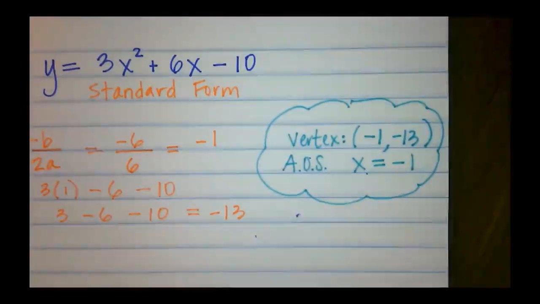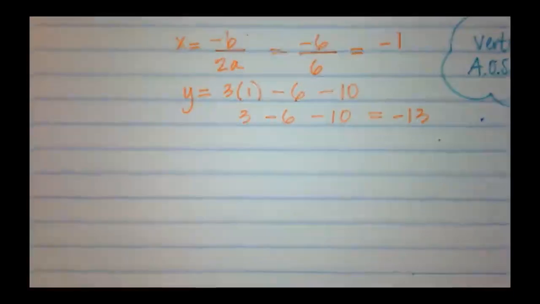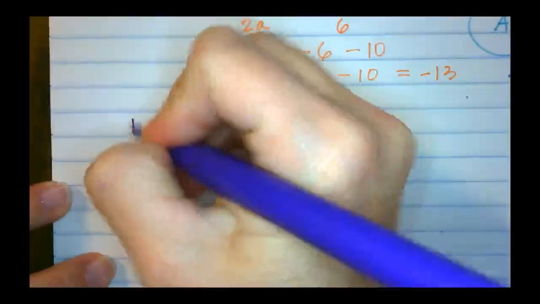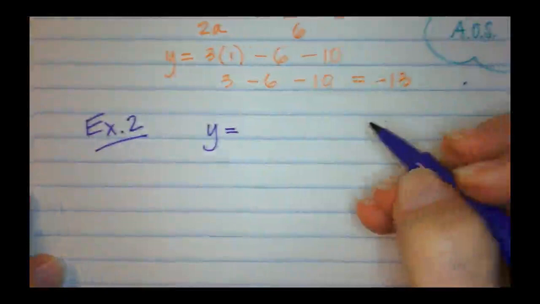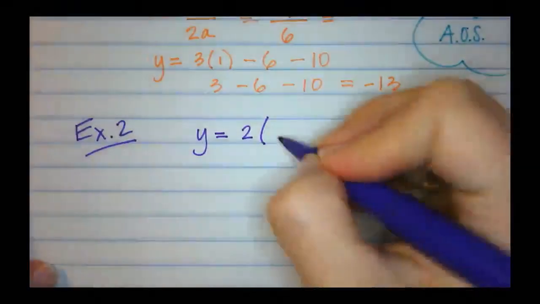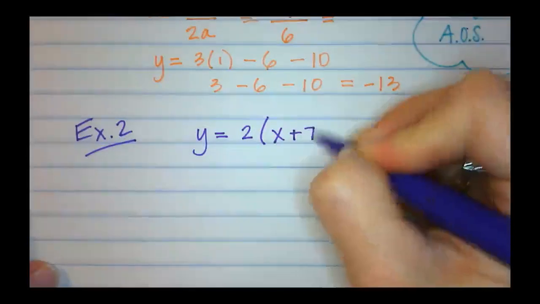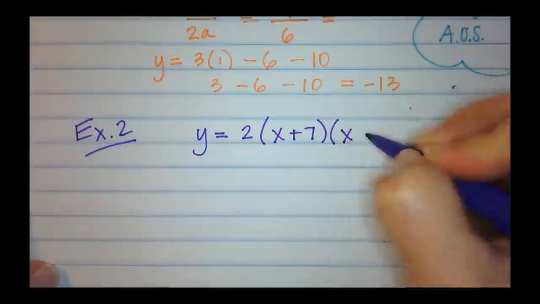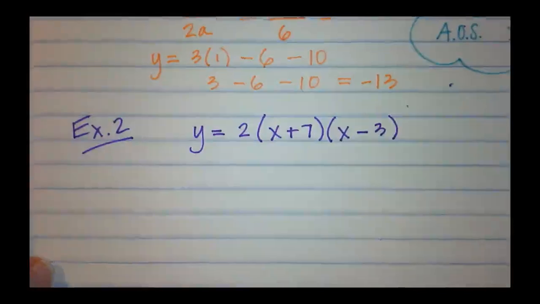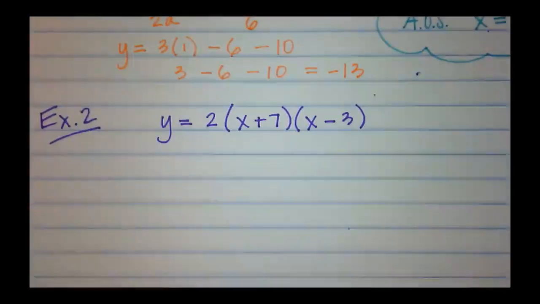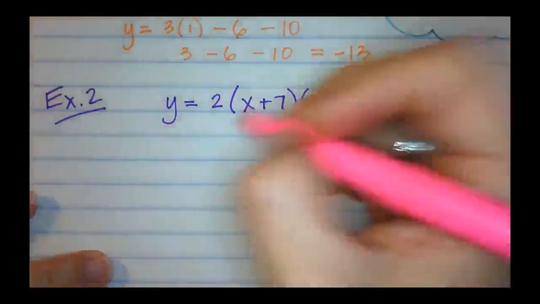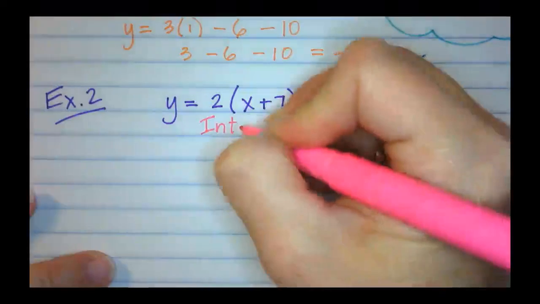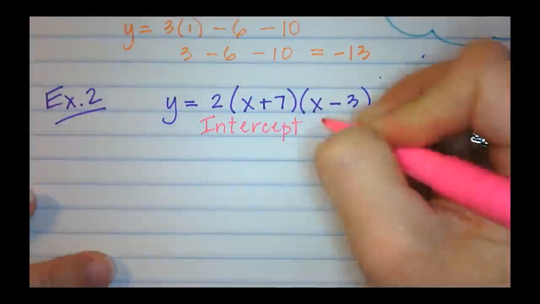All right, next up, let's do example 2. So, all right, let me think of a good one. How about y equals 2, parentheses, x plus 7, and x minus 3. All right, so first thing we need to do is determine which form this is in. So looking at this, I see 2 sets of parentheses. This is factored, so I know that I am dealing with intercept form.